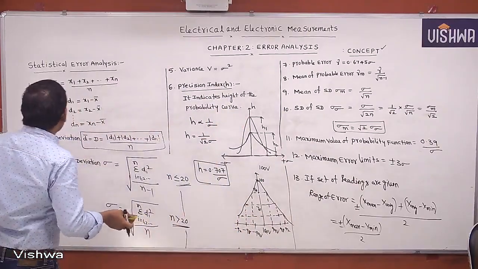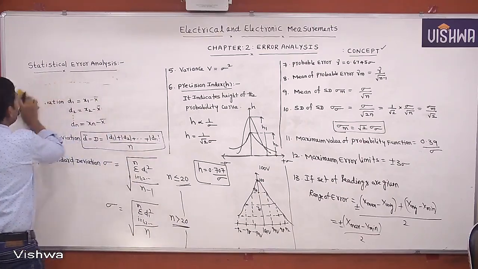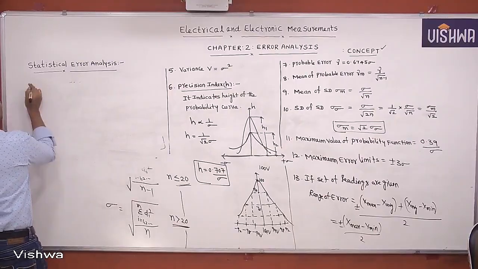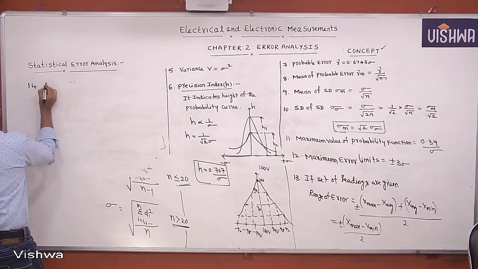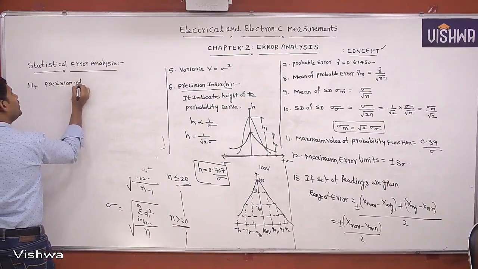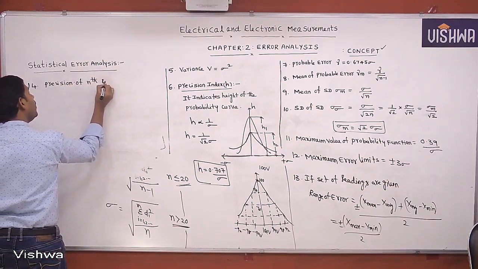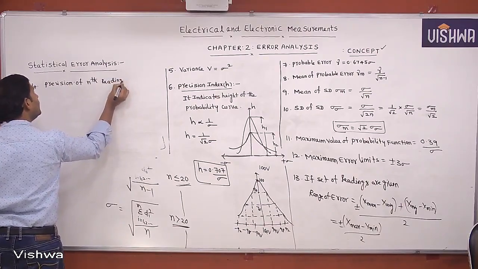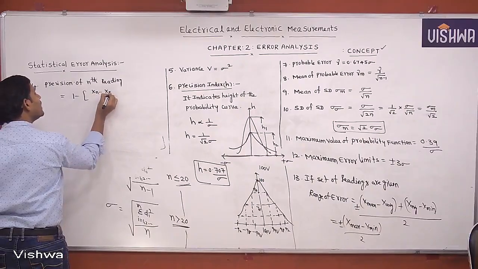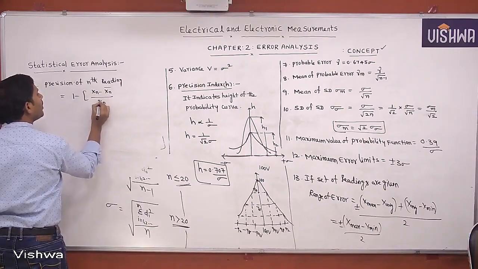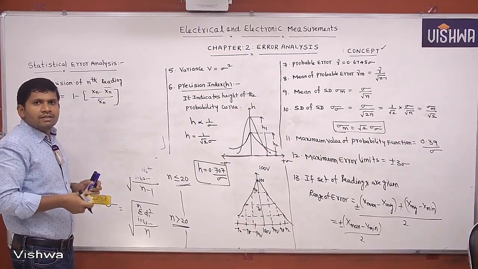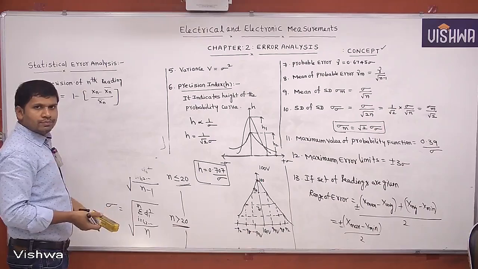Okay. Then one more formula you are writing here. That is precision of nth reading. How to calculate precision of nth reading? That is 1 minus xn bar by xn bar. This is the precision of nth reading you calculate. Sixth reading precision, seventh reading precision, like this we can do. Okay. Next.